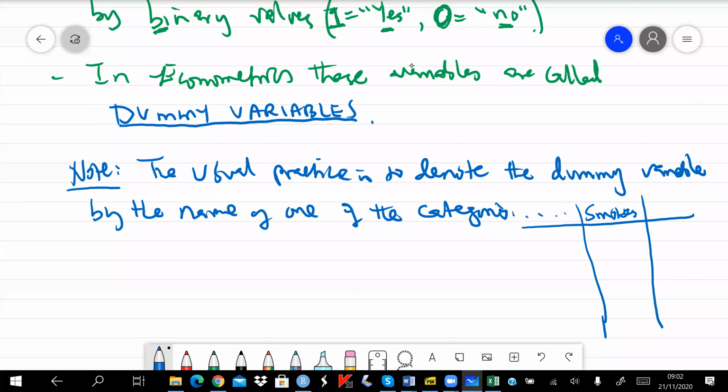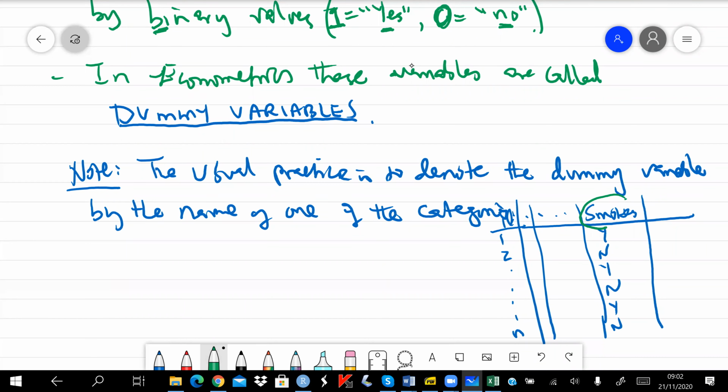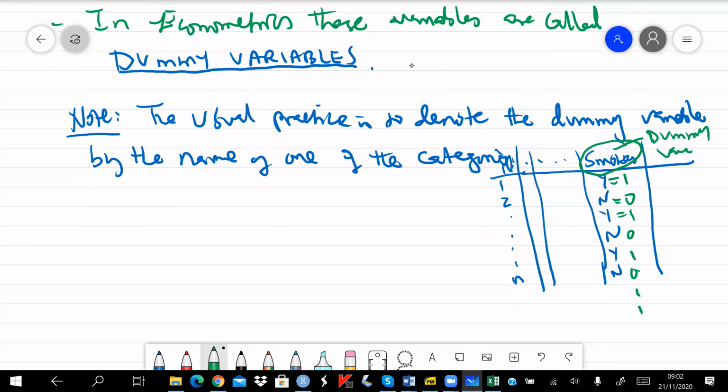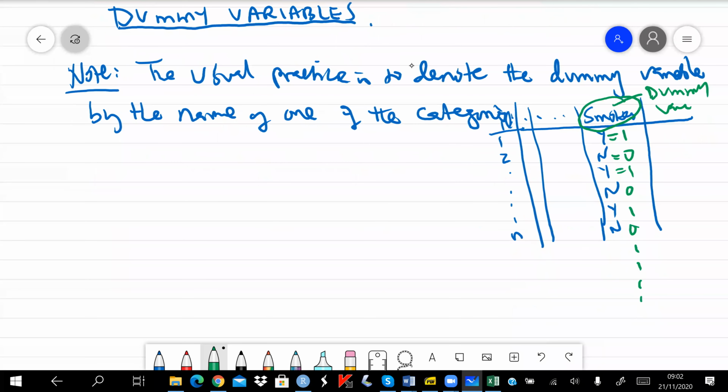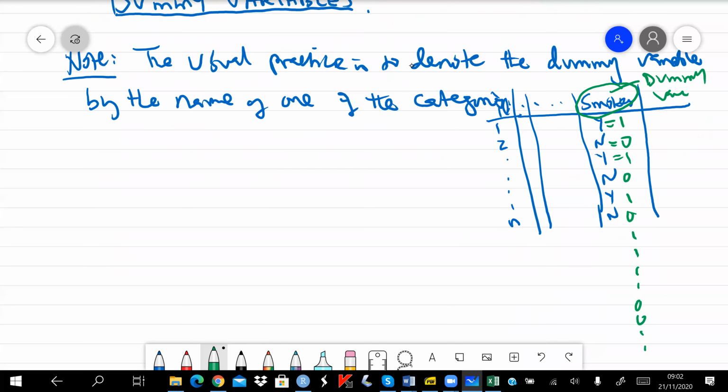So here we have the individuals 1, 2, all the way to n. You'll be saying either yes or no, yes or no, yes or no. So what we have here is what we call a dummy variable. Instead of writing the word yes, you usually write 1, and here you write 0, 1, 0, 1, 0, maybe 1, maybe there are several smokers there, and so on and so forth, 0, 0, 1. So your data will look like that.